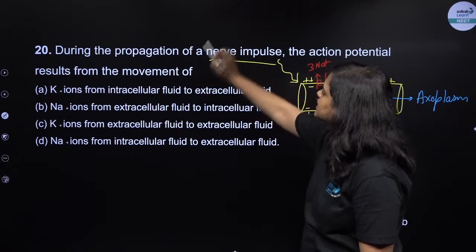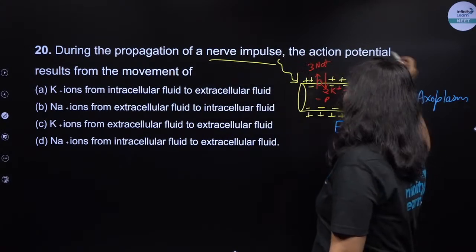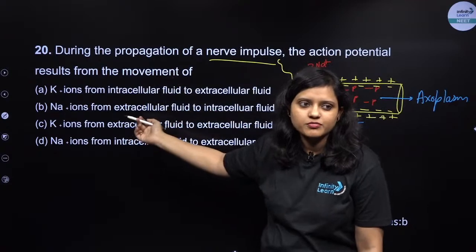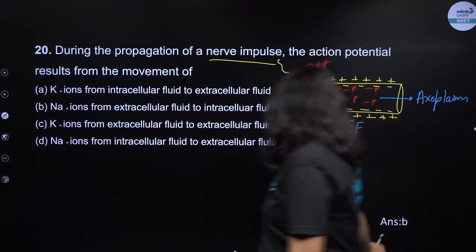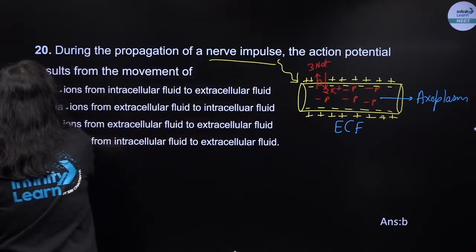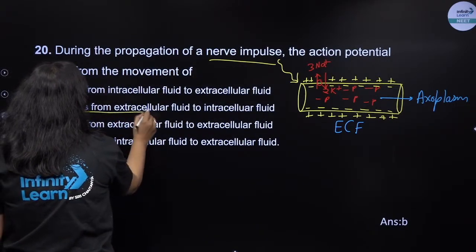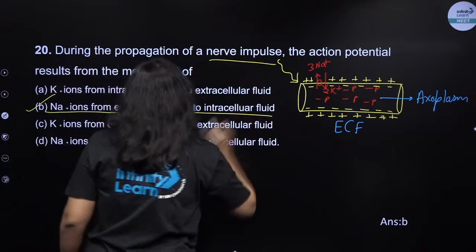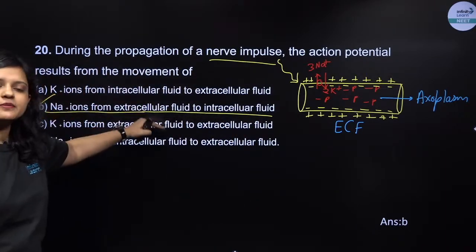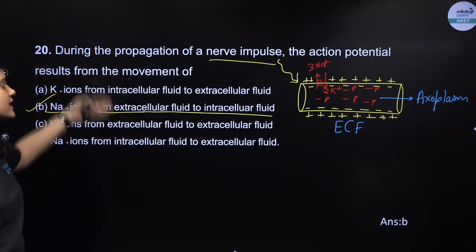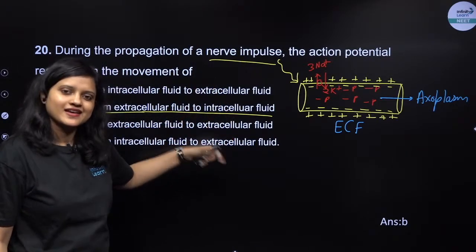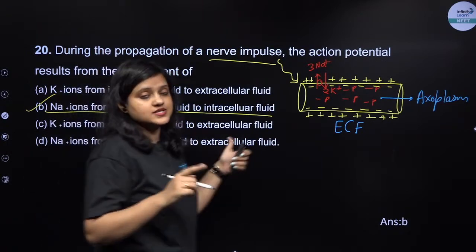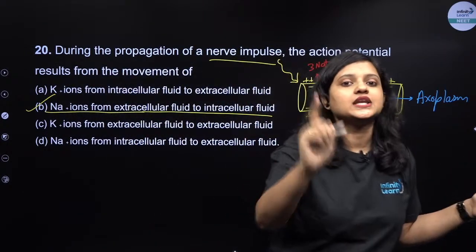So what will be the correct option here? What was asked? During the propagation of nerve impulse, the action potential results from the movement of... How will the action potential develop? Because there will be sodium ions influx. The sodium ions that were in the extracellular fluid will come inside into the intracellular fluid. Understood? Now this concept is asked repeatedly in NEET.